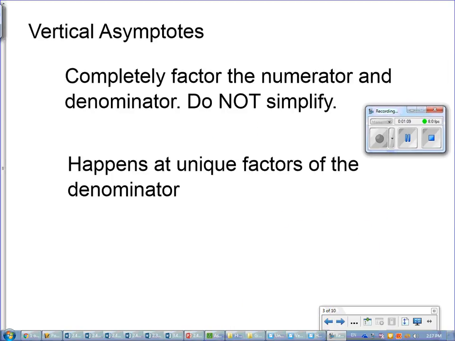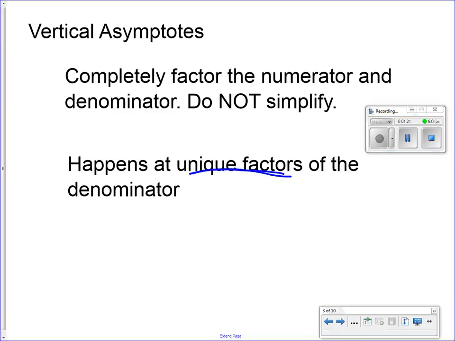The way you find a vertical asymptote is you're going to completely factor both the numerator and denominator. It's very important that you do not simplify, you just factor. You are looking for unique factors of the denominator. So let's take a look at an example.